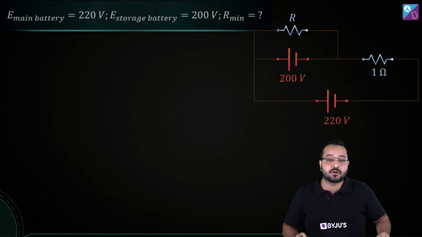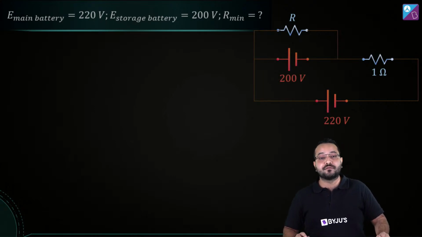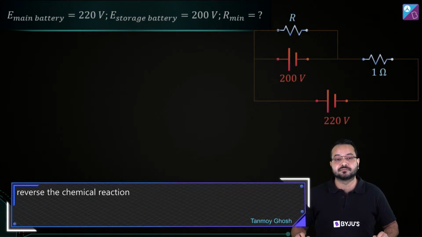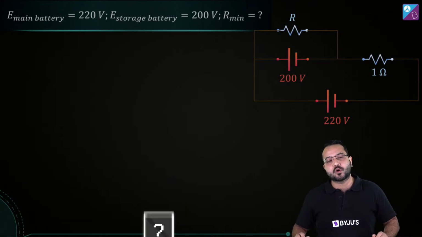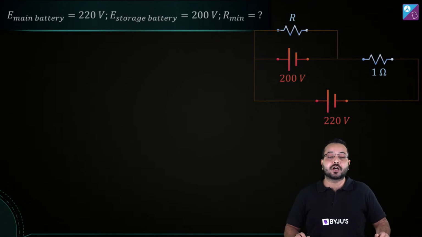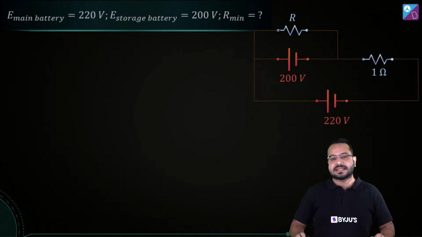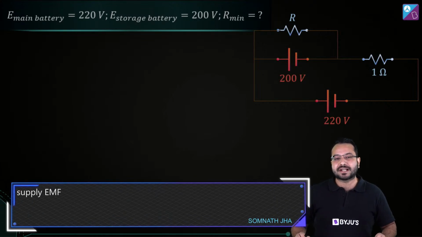Reverse the chemical reaction. Awesome answer, Tanmay. We need to reverse the chemical reaction. Absolutely. And how do we do that? No current used from the battery, Arnav, that is right, but there is something more to it. So Tanmay, I think here is correct, reverse the chemical reaction. But how do we reverse the chemical reaction? What do we do to reverse the chemical reaction inside the battery? So Somnath is saying supply EMF. Yes, that's more or less right.